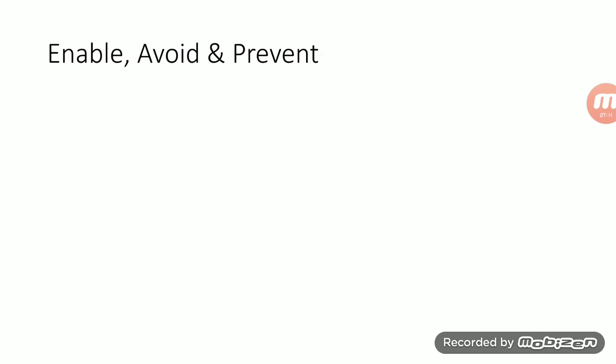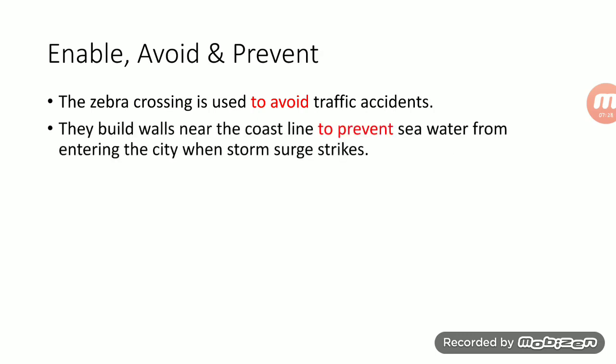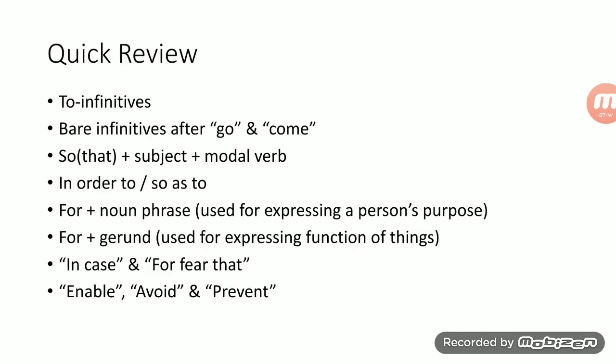And here are some words that help express the purpose of the sentence. The zebra crossing is used to avoid traffic accidents. Avoiding traffic accidents is the purpose, and setting up a zebra crossing is the action. You can also see the to-infinitive here. So actually, this case is quite similar to the to-infinitive one.